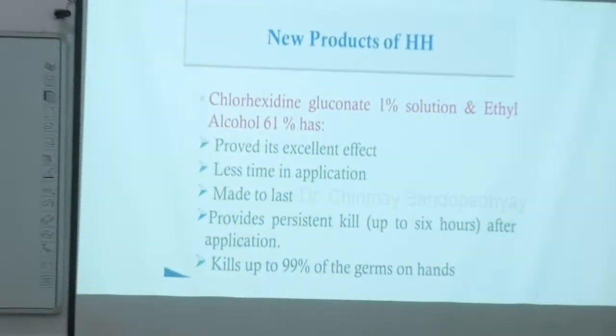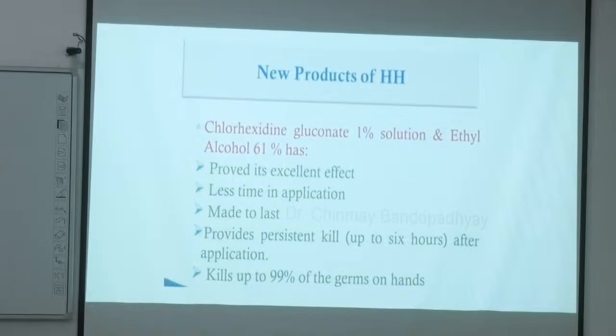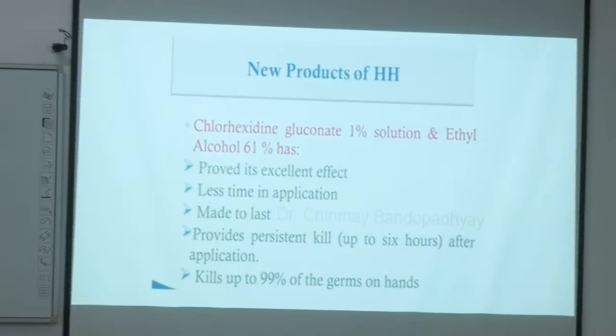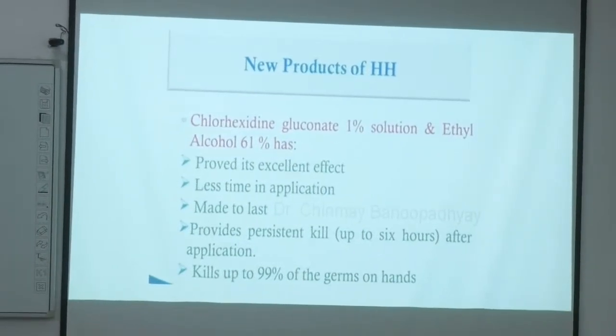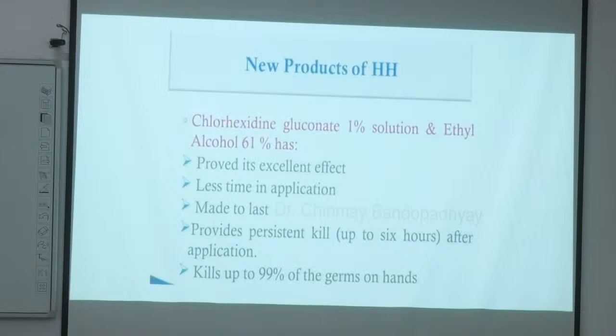And now some new products are there for hand hygiene, that is chlorhexidine gluconate 1% with 61% alcohol. It is more effective than 70% alcohol also, that is why this kind of thing is also available in the market, and it is the new thing. It will also kill 99% of the germs on the hand, that is why you can use it.